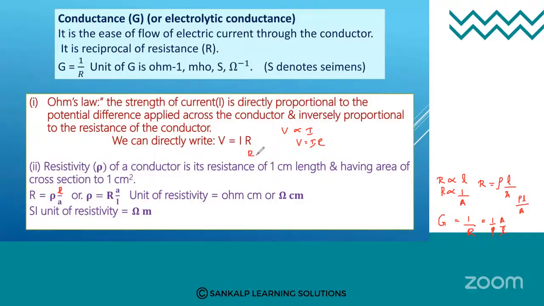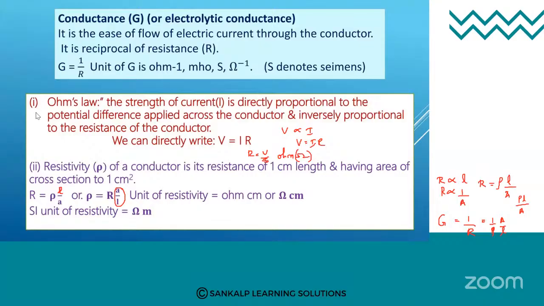Unit of resistance: R is equal to V by I. Resistance, what is the unit? The unit of resistance is ohm, which is symbolized like this, ohm. Right? So resistivity, what is the unit? Along with the resistance, this factor is also there. So unit of resistivity is ohm meter. It is ohm meter. Fine.